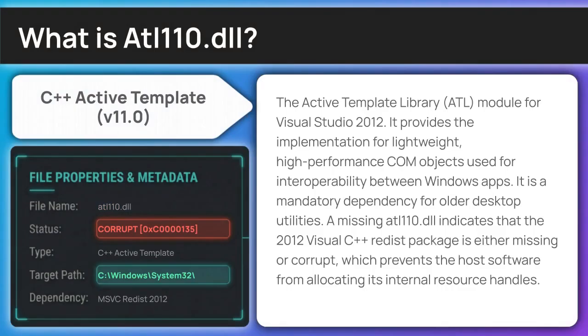This is the Active Template Library 110, the Active Template Library ATL module for Visual Studio 2012. It provides the implementation for lightweight, high-performance COM objects used for interoperability between Windows apps. It is a mandatory dependency for older desktop utilities. A missing atl110.dll indicates that the 2012 Visual C++ Redist package is either missing or corrupt, which prevents the host software from allocating its internal resource handles.